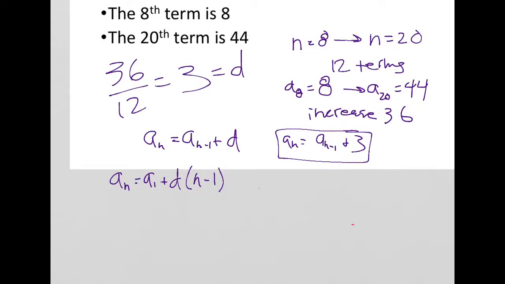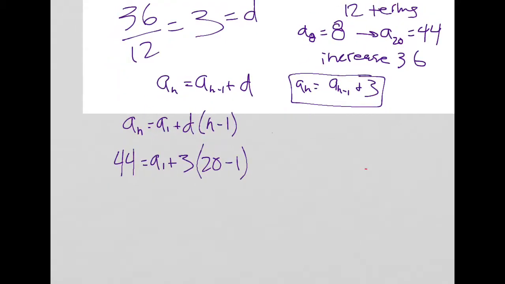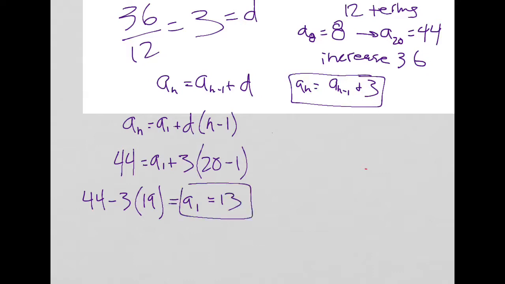Let's use the 20th term, and the value of the 20th term is 44. So we can say that 44, the 20th term, equals the first term plus my common difference, which is 3, times n, which I'm doing the 20th term, minus 1. And I can solve this for a sub 1. So 44 minus 3 times 20 minus 1, which is 19, equals a sub 1. And we can crunch that real quick. 44 minus 3 times 19, and we get negative 13 for the first term.